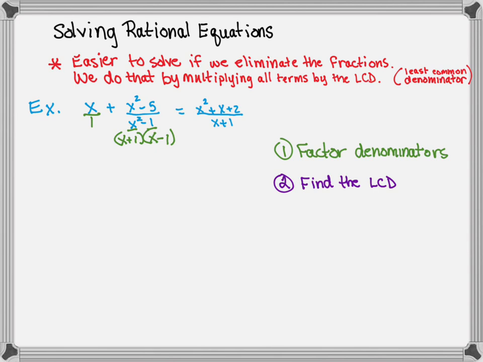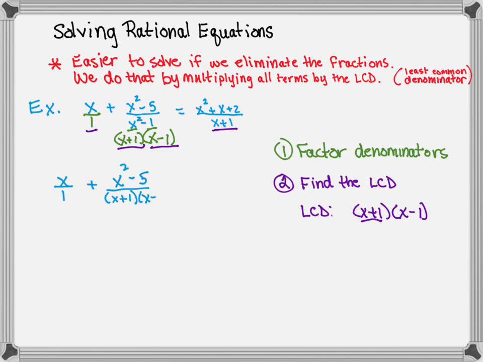Now that everything is factored in the denominators, let's find the least common denominator. So let's look at all the denominators. We have a 1, and then in the second term, we've got x plus 1, we need that. X minus 1, we need that. If we go over to the last expression, we have x plus 1, but we already have that. So this is our LCD, and we don't actually need the 1, so I'm erasing it. So our LCD is the product of x plus 1 times x minus 1.